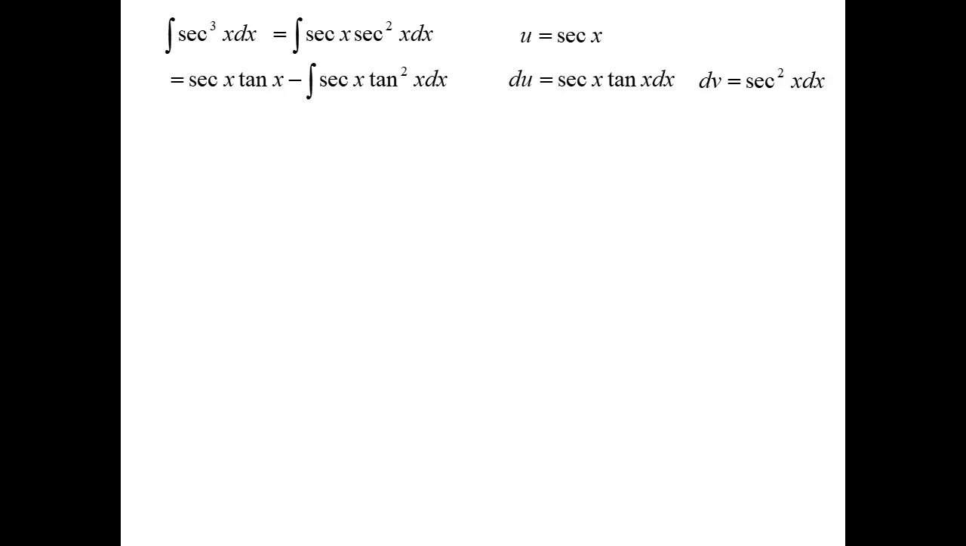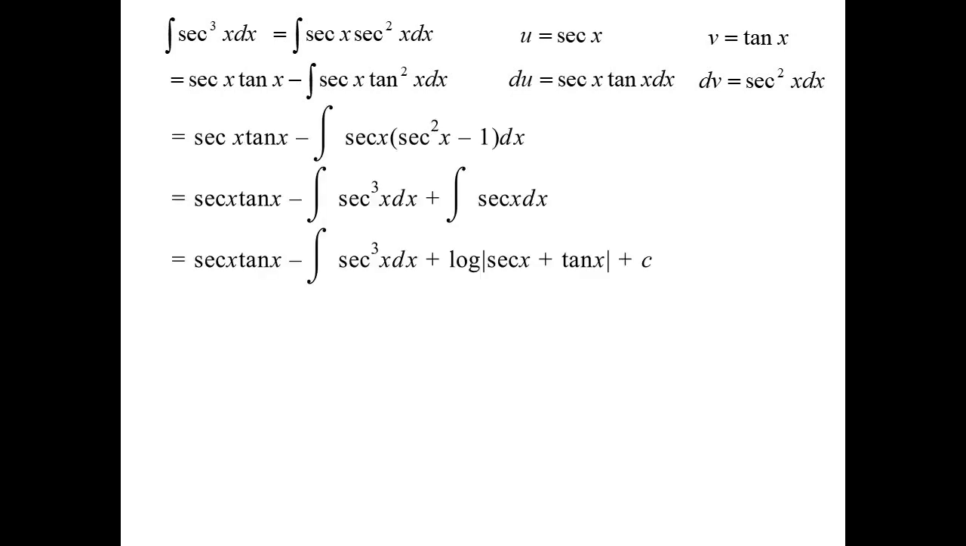Here's the one we love. Sec cubed. I could rewrite that as sec x times sec squared. And I'm going to do it by parts. My u is sec x, so du becomes sec tan. dv is sec squared, so v is tan x. So uv minus the integral of v du. Sec tan minus the integral of sec x tan squared x. I'm now going to change my tan squared to be sec squared minus 1 and then break that integral into 2 integrals where I get minus sec cubed plus the integral of sec. Well, the integral of sec we know, that's the log of sec plus tan.